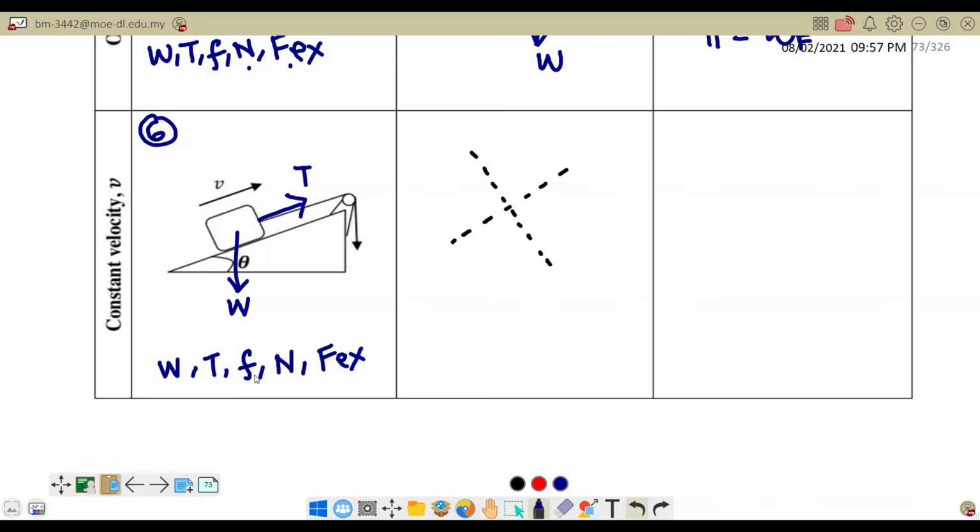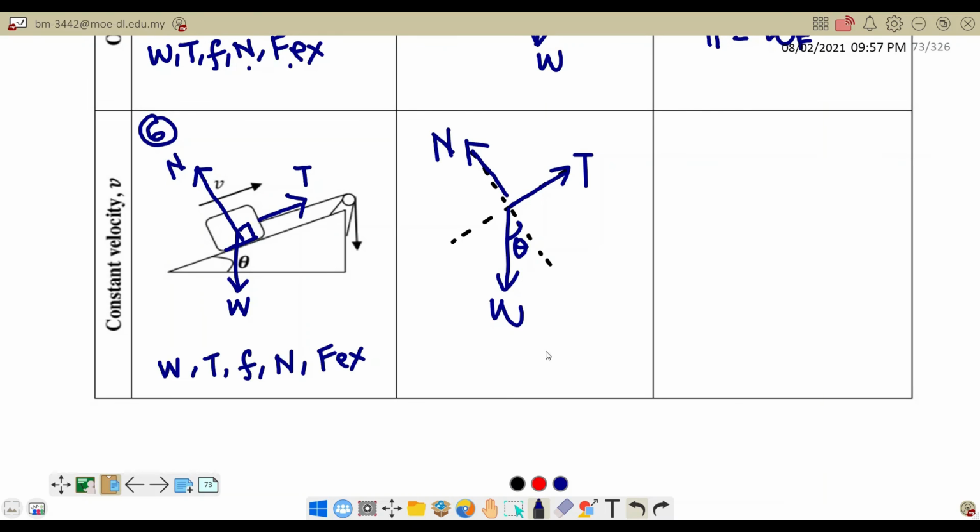Friction we don't have because it is a smooth surface. The question didn't mention a rough surface, meaning we assume it's smooth. Normal, yes, because this is a contact surface, so the normal force must be perpendicular to the contact surface. There is no external force because there is no pushing or pulling. So we transfer it into this diagram. We have tension, weight, the angle theta, and also the normal force.